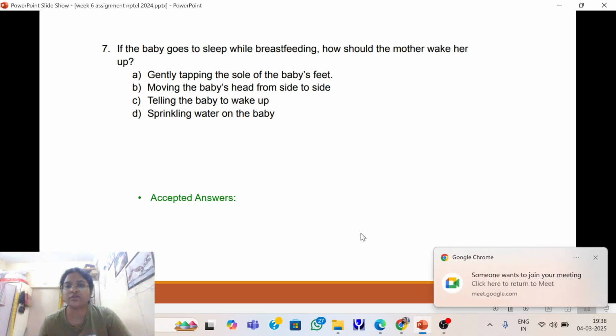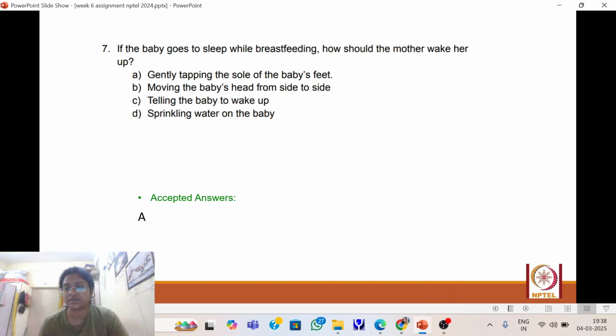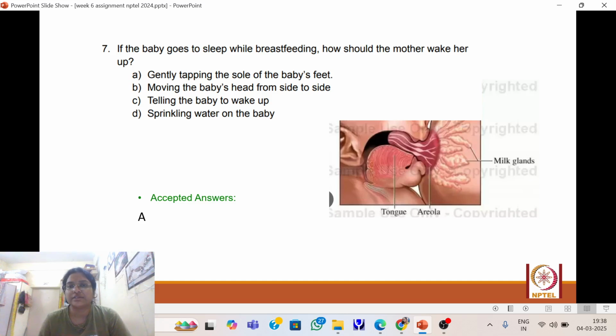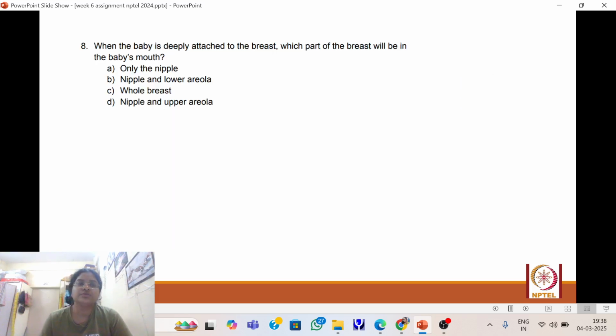Okay, let's see what is the correct answer. It is A. Gently tapping the sole of the baby's feet. So, if the baby slept while breastfeeding, then the mother can wake her up by gently tapping the sole of the feet. Okay. Moving on to the next.